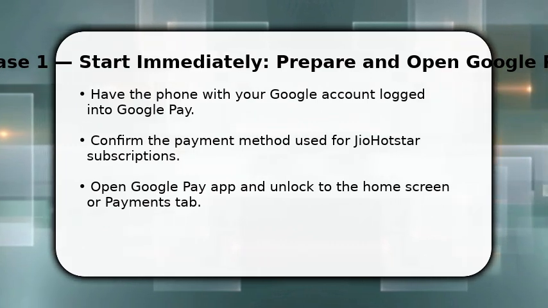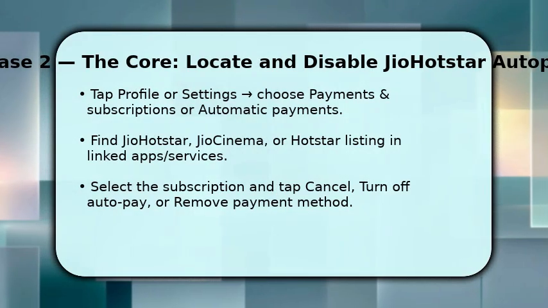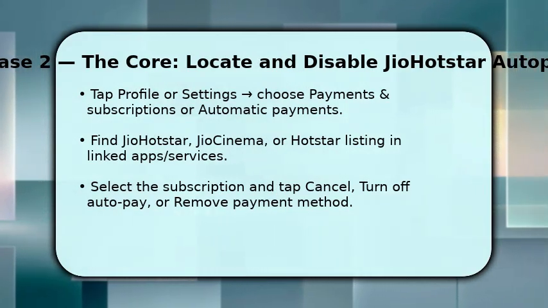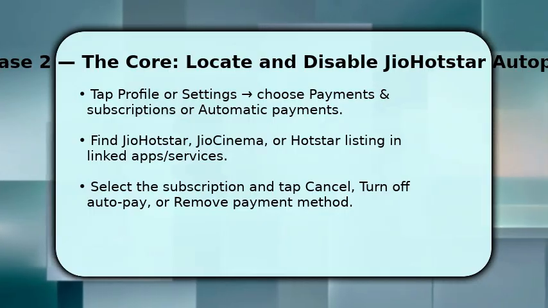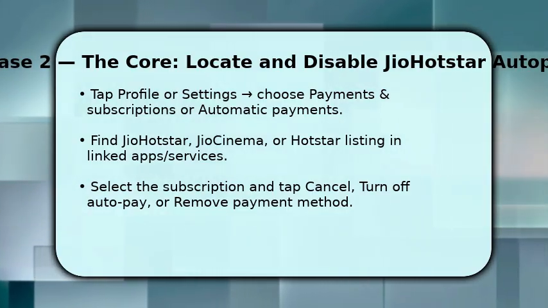You'll now navigate subscriptions. From Payments and Subscriptions, pick Automatic Payments to see services with recurring charges. Once there, scroll to Jio Hotstar or Jio Cinema. These entries show the billing frequency and next charge date.